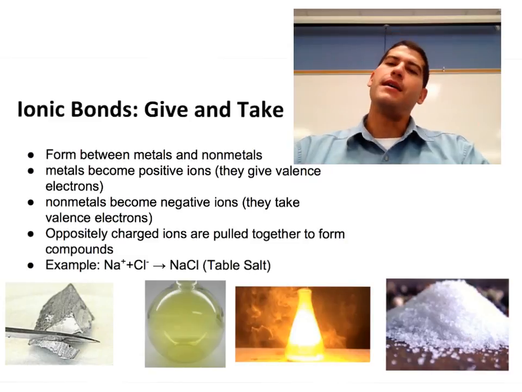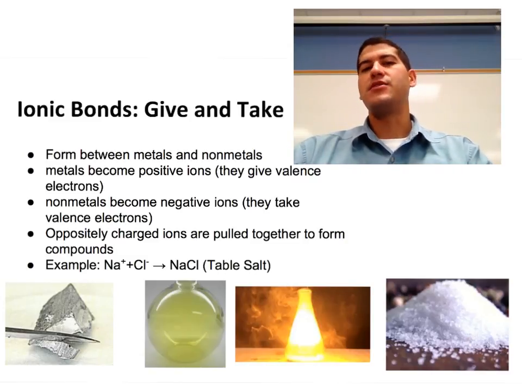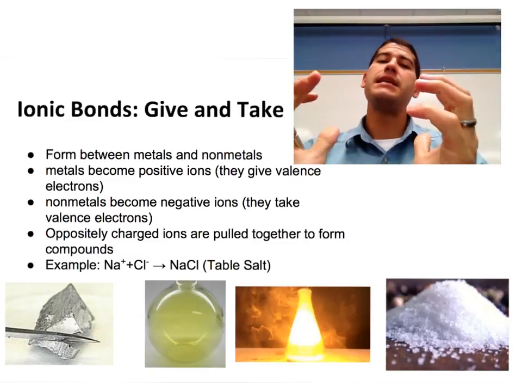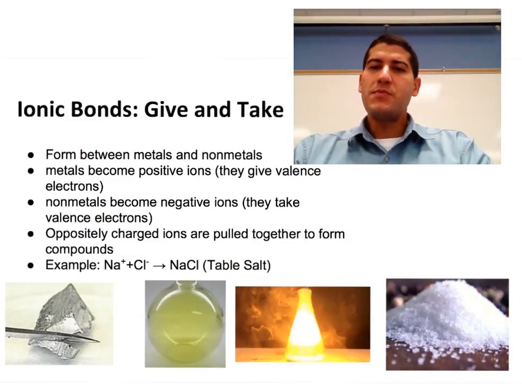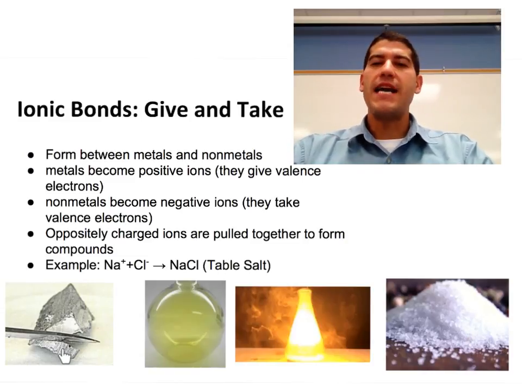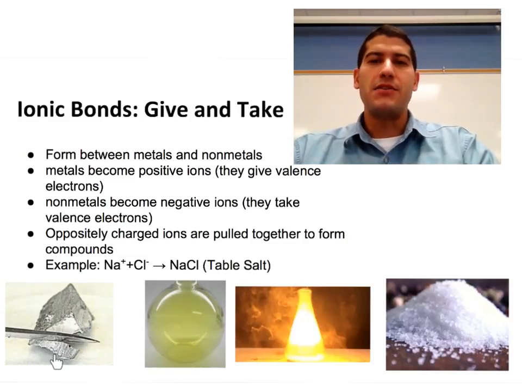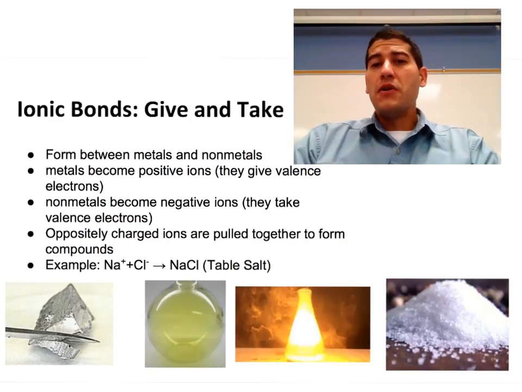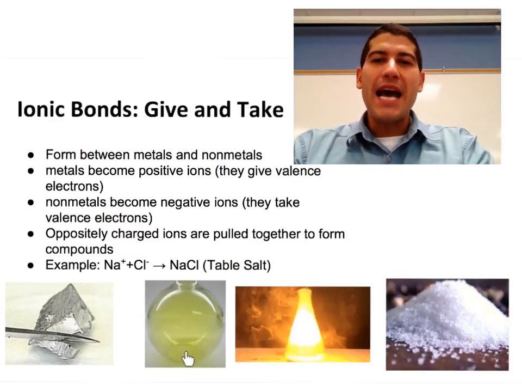Now the cool thing is that when these two atoms exchange electrons and get pulled together, they make a completely new substance. Look at these pictures at the bottom of the slide. Sodium is a really shiny metal. It has lots of luster, we say in science. And it's so soft that you can cut it with a knife, like a piece of butter. And chlorine is a poisonous green gas.